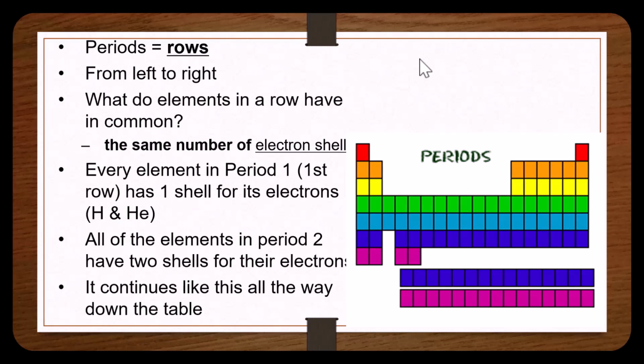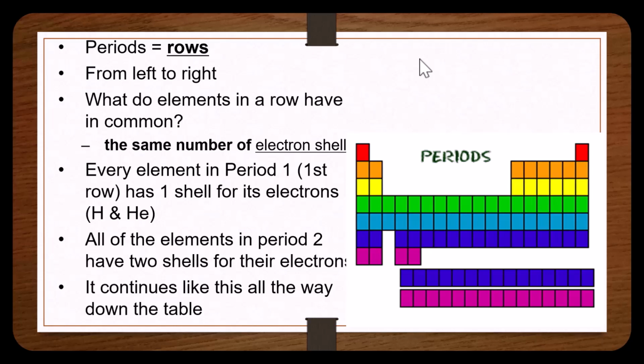What do elements in each row have in common? The same number of electron shells. Every element in period 1, the first row, has one shell for its electrons: hydrogen and helium. All the elements in period 2 have two shells for their electrons, and it continues like this all the way down the table.